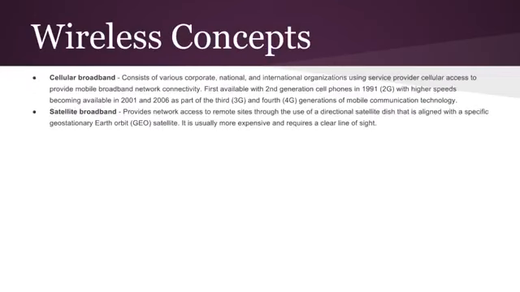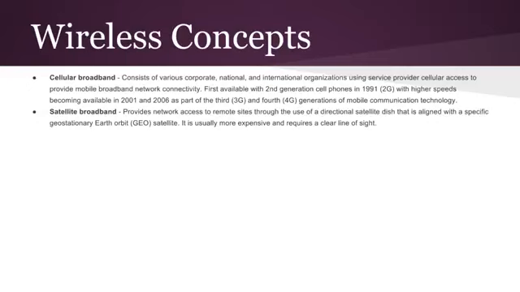After that, we have cellular broadband, which is what we know as our cell phone's internet service. It consists of various corporate, national, and international organizations using service provider cellular access to provide mobile broadband network connectivity. It was first available with second-generation cell phones in 1991, and by then it was known as 2G, with higher speeds becoming available in 2001 and 2006 as part of the third and fourth generations.